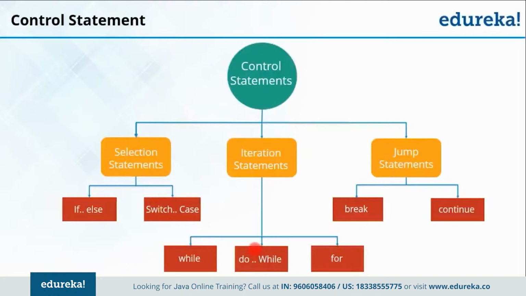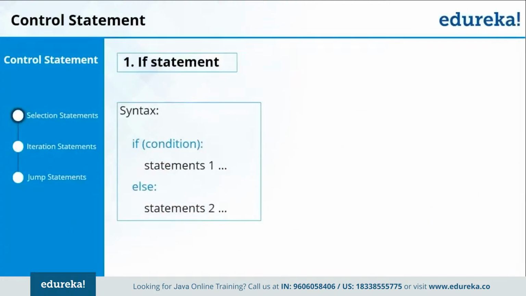After that you have your iteration statements, or as they are better known, you have looping statements. So there are mainly three types of loops in Java. You have your while loop, you have your do while loop, and you have your for loop. And finally we have the jump statements, that is break and continue, which will be used to jump to a specific point in your program. Now don't worry, we'll be discussing about each of them in detail. So now that you've got an overview of the various control statements, let's move forward and look at each of them one by one. We'll start off with the if statement.